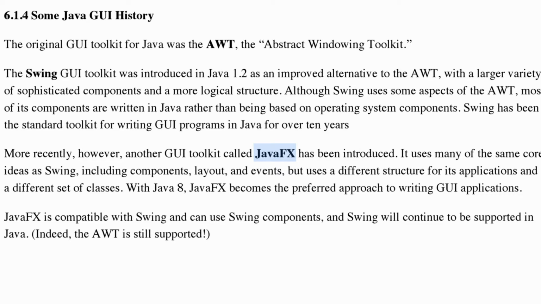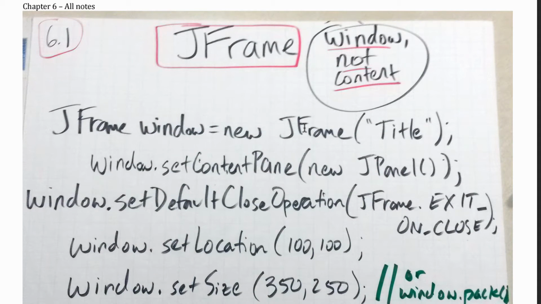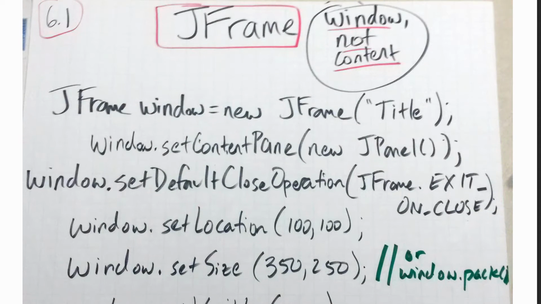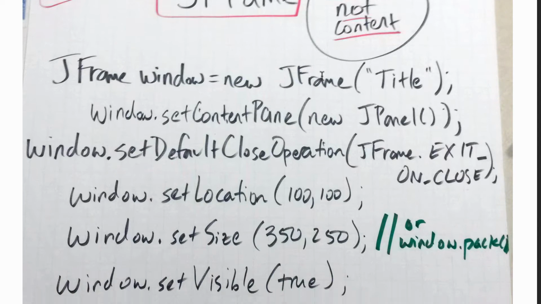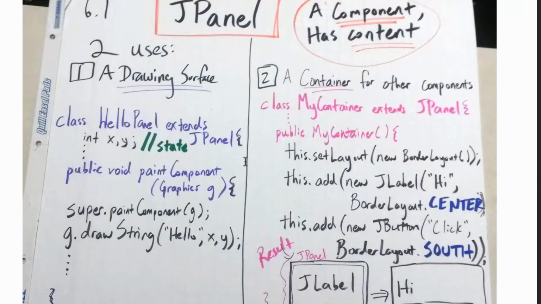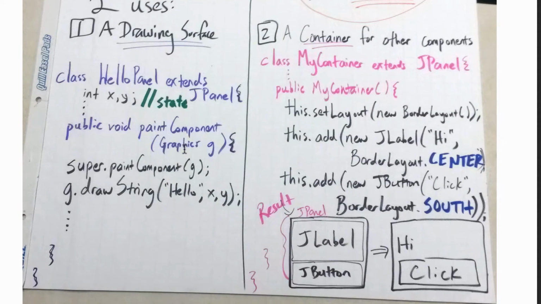So that's the longer notes. If you look at the all notes section as well, here I just put the most basic and important parts of each section. So again, for section 6.1, it's all about JFrame, which is your window. Here, the main things you would need, we'll go through those together. JPanel, as I said, is the content. So JFrame is the window, and JPanel is the content, and it has two uses.